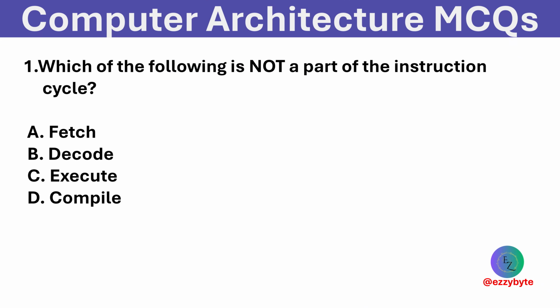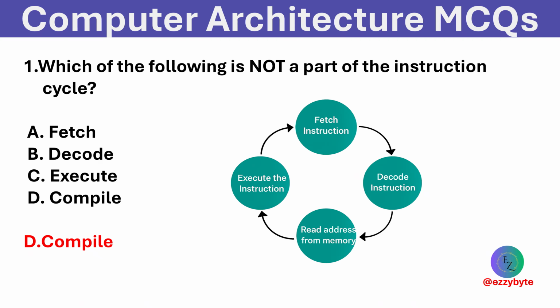Which of the following is not a part of instruction cycle? Options are fetch, decode, execute, and compile. Option D is correct. Compile is not a part of instruction cycle. It's a separate process done before execution.